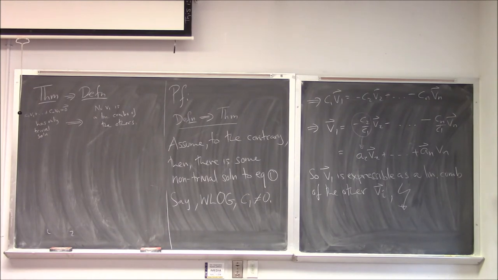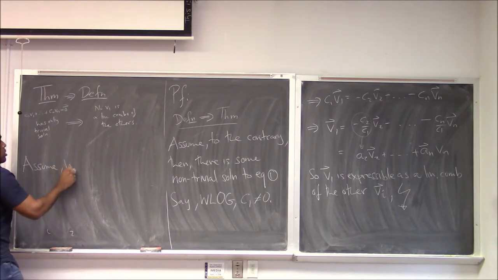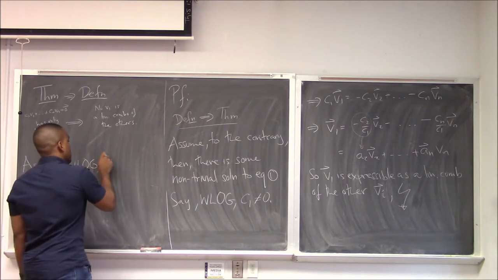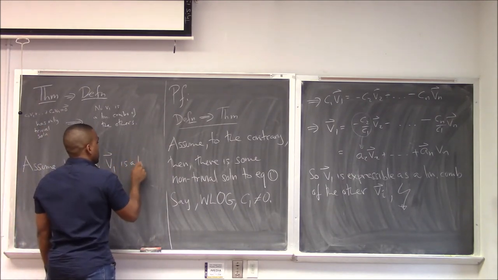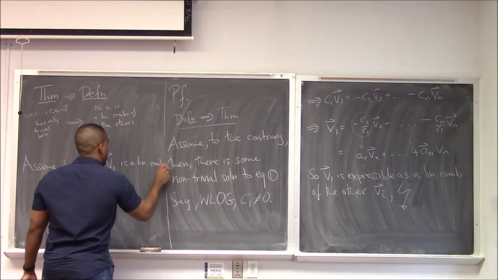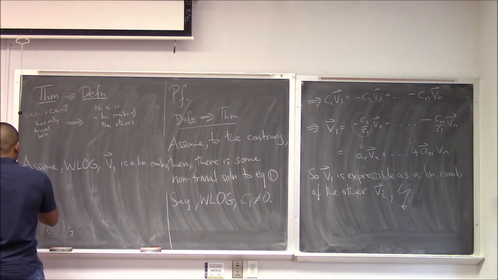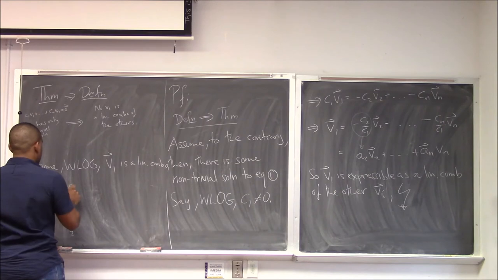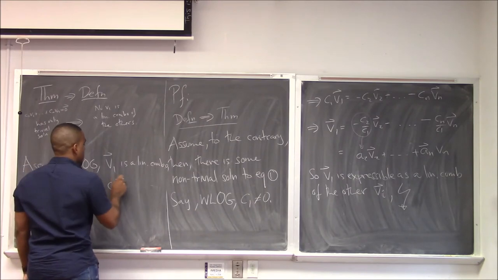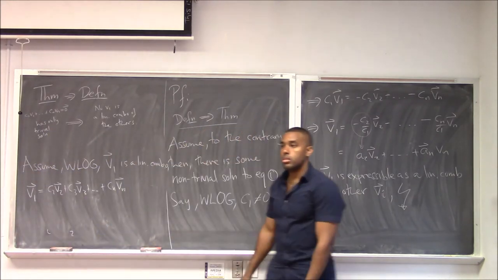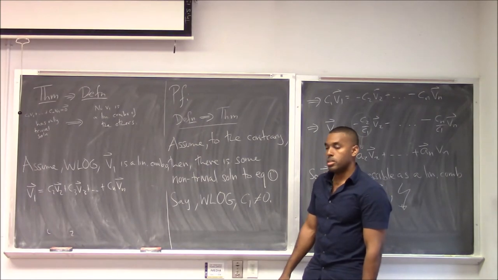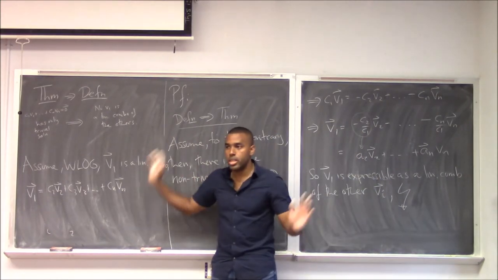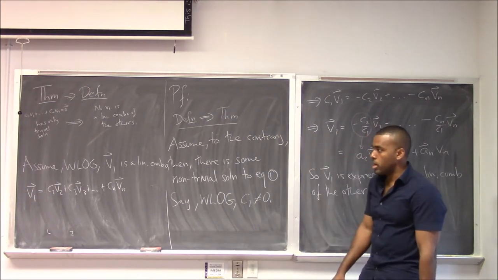Contrapositive? So let's see. Assume, without loss of generality, that V1 is a linear combo, where I can say V1 will be equal to something like C2 V2 plus C3 V3 plus Cn Vn. So I'm assuming I can write something as a linear combination. What would I then be able to say?